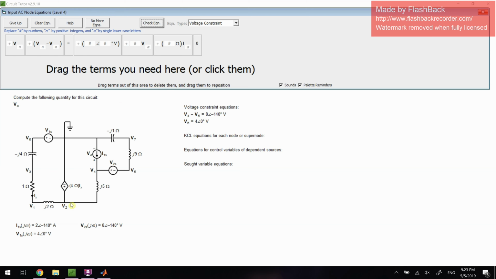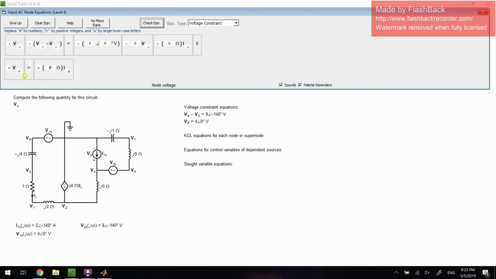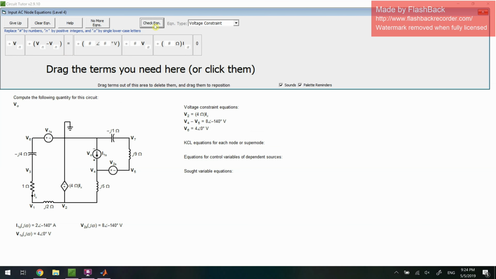So we have a third voltage supply and it's current dependent. But that doesn't matter. We can still say that on the positive end we have V2 minus 0 on the negative end is equal to the definition provided for it. So V2 is 4 ohms times IX. Check this equation and it checks out. So we have no more voltage supplies. We do have a current supply, but that is not applicable to voltage constraint equations.